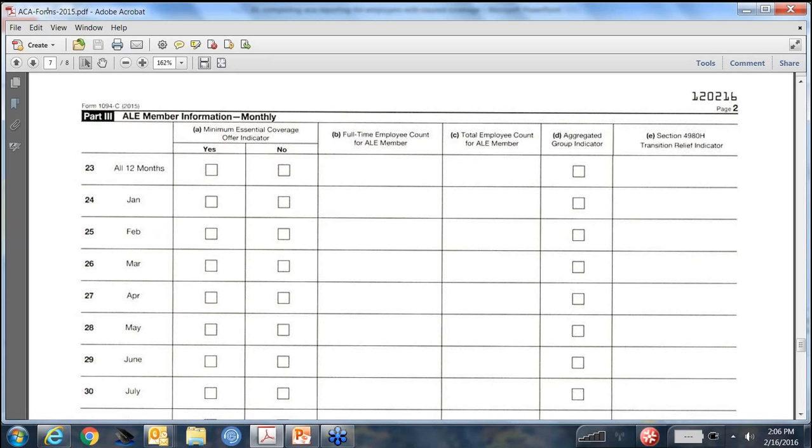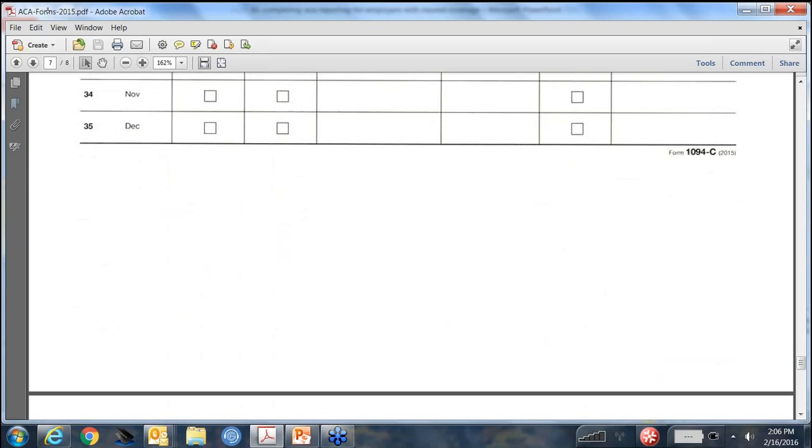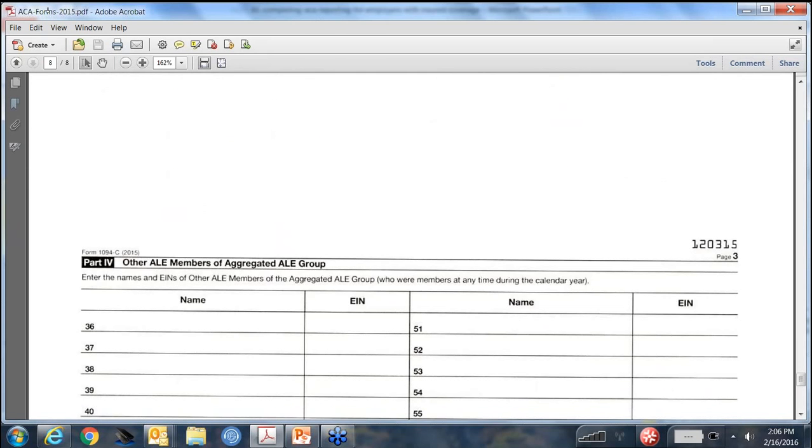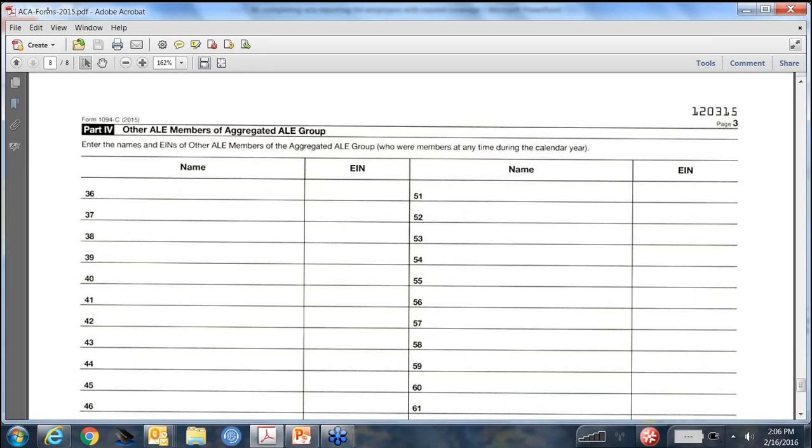In column D, you have to indicate whether you're a member of a control group. So if you indicated earlier you were, you have to check that box. And then in column E, you have to put a code in there. One code is for if you're between 50 and 99, and another code is for over 100. I will indicate to you in the next few minutes what that code is. And then in Part 4, if you're a member of a control group, and you indicated you were, you have to list all other members of the control group in Part 4.